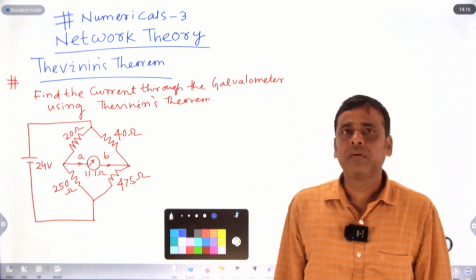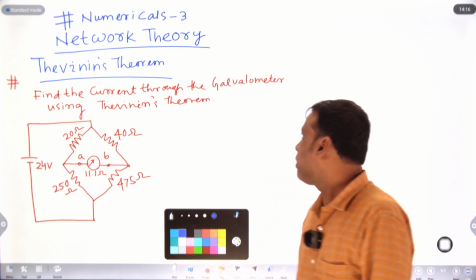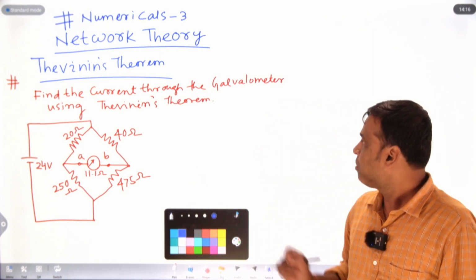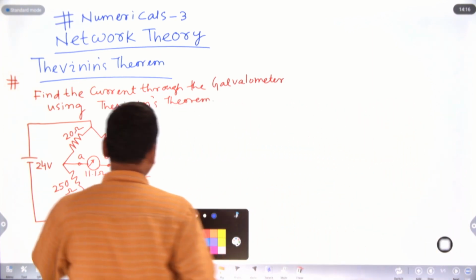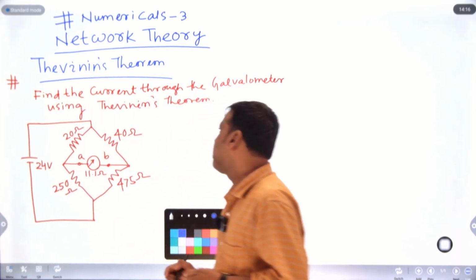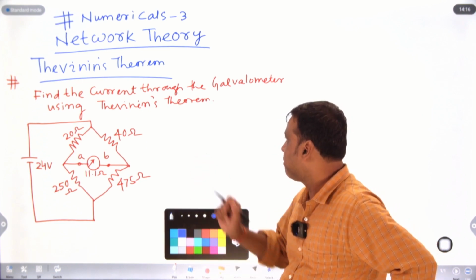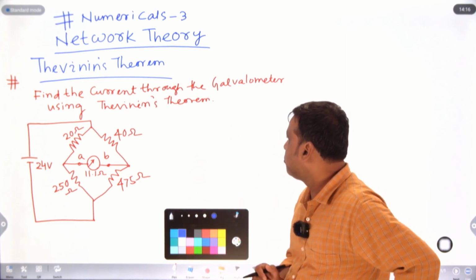Hello students, today we will do the problems related to Thevenin's theorem. This type of problem can be asked in your competitive examination or public sector exam. There is a bridge. So how do we apply Thevenin's theorem in this problem? Find the current through the galvanometer using Thevenin's theorem.